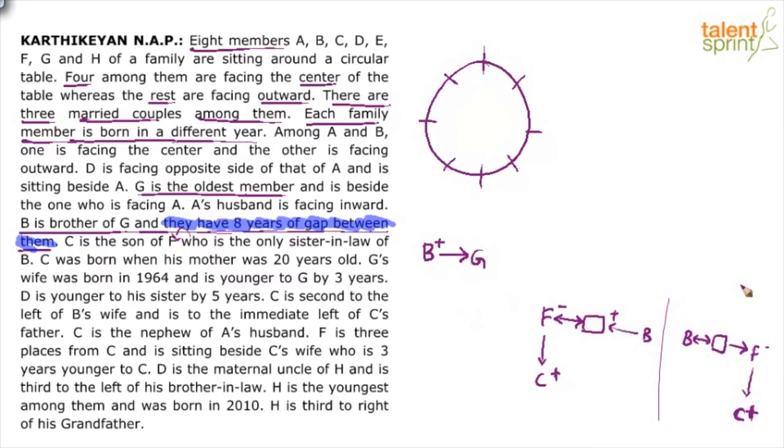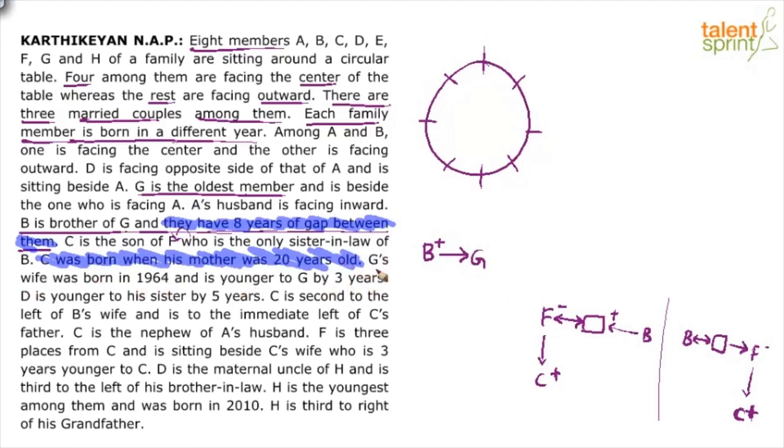G's wife was born in 1964. C was born when his mother was 20 years old. That point also would be useful, but in future. So let's forget about this. Now look at this. G's wife was born in 1964 and is younger to G by 3 years.